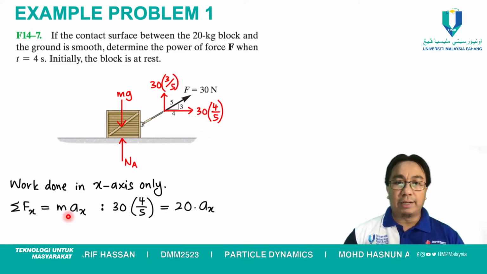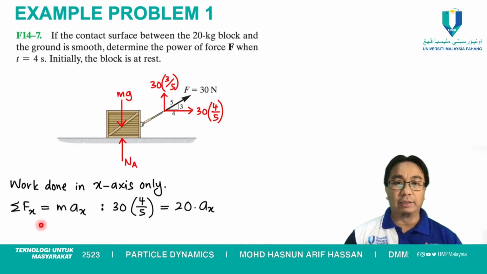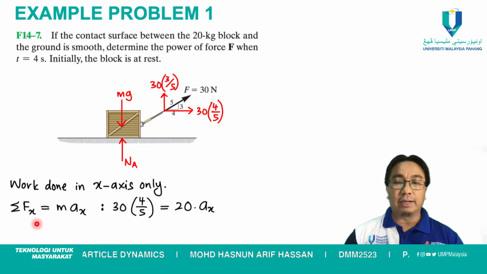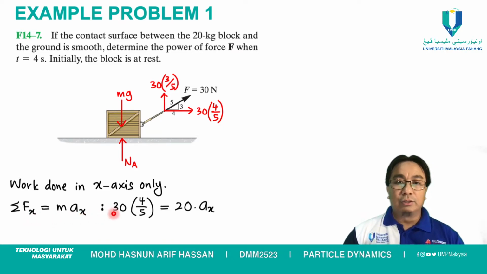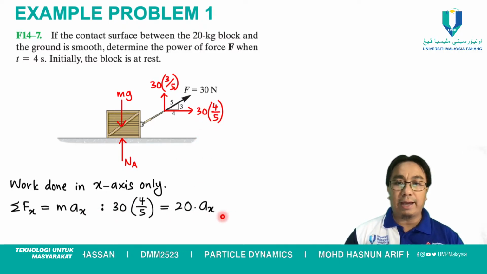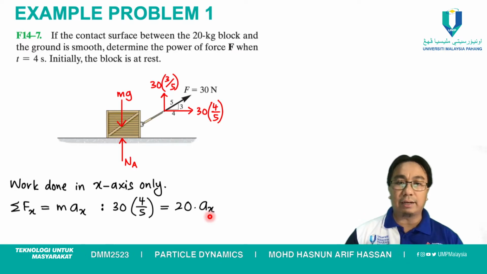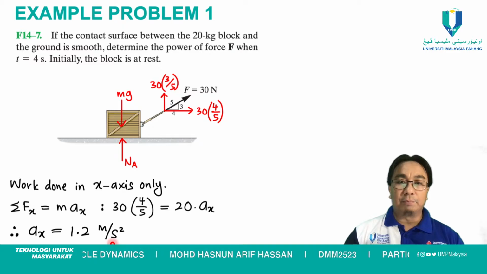Only this force here, 30 times 4 over 5, is doing work. So if we write the equation, this comes from what we have learned in chapter 2, force and acceleration. Fx equals m times ax. So we have 30 times 4 over 5 equal to 20 ax. So we can solve for the acceleration in the x-axis to be 1.2 meters per second squared.